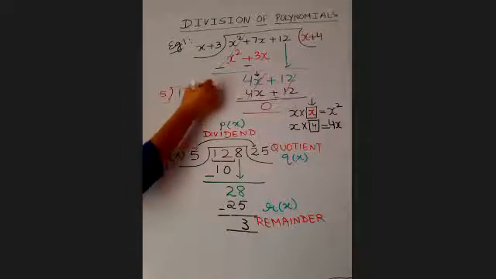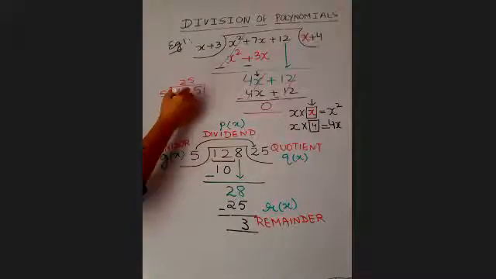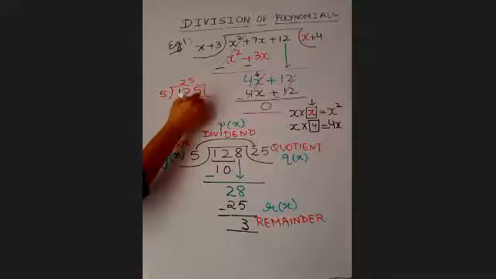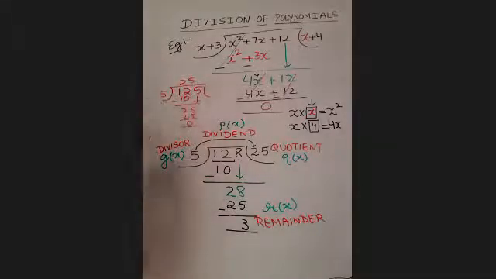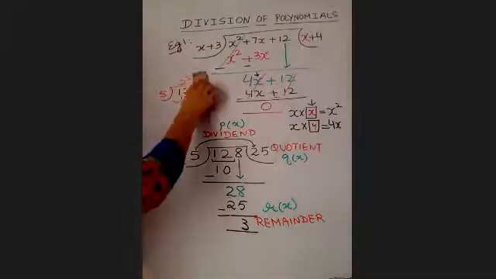But suppose we have 125, then it will be a factor, because the remainder is 0. So is 5 a factor of 125? Yes. So when the remainder comes out to be 0, we say that x plus 3 is a factor of x square plus 7x plus 12. And if the remainder is not 0, we will not call it a factor.